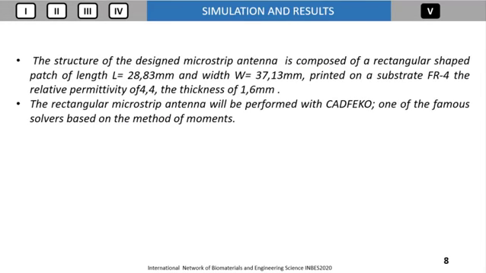The structure of the designed microstrip antenna is composed of a rectangular shaped patch of length 28.83 mm and width 37.13 mm printed on an FR4 substrate with a relative permittivity of 4.4 and a thickness of 1.6 mm. This antenna will be simulated with CADFEKO, one of the famous software packages based on the method of moments.